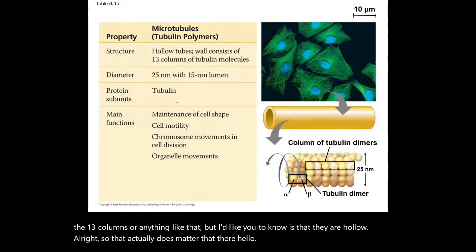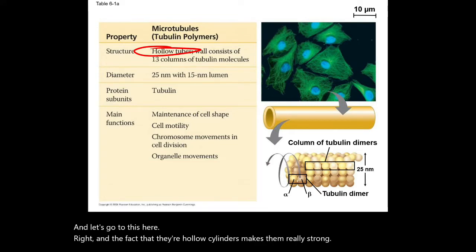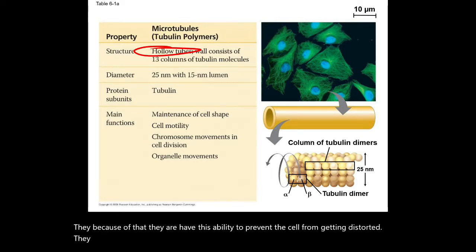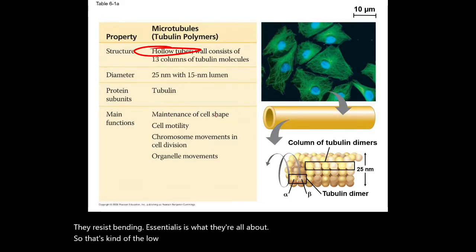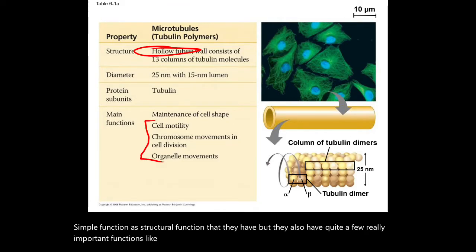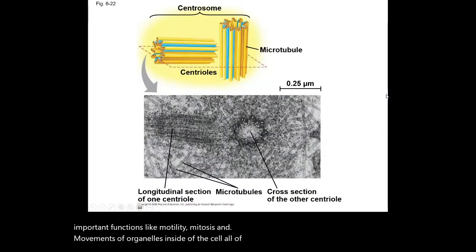All right, and the fact that they're hollow cylinders makes them really strong. Because of that, they have this ability to prevent the cell from getting distorted. They resist bending, essentially. So that's the low-tech, simple, structural function that they have. But they also have quite a few really important functions like motility, mitosis, and movements of organelles inside of the cell, all of which we'll address here.